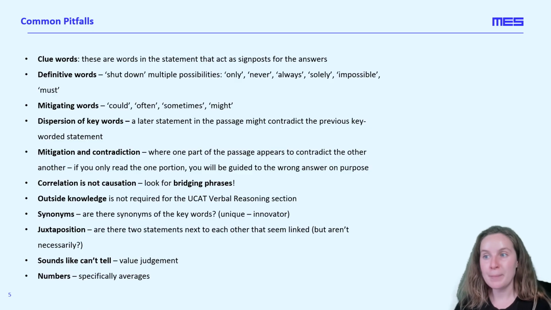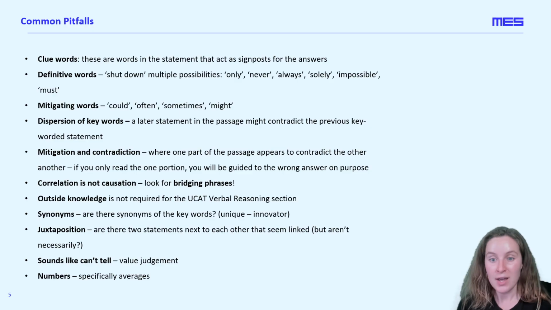Here are some common pitfalls for the true, false, can't tell, and we're going to take them one by one. So, the clue words. These are words that act as signposts for the answers. So, definitive words shut down multiple possibilities. Words like only, never, always, solely, impossible, must, that guide you towards this being the only option, and if there is evidence in the passage that that is not always or never the case, then that would be guiding you towards this answer being incorrect.